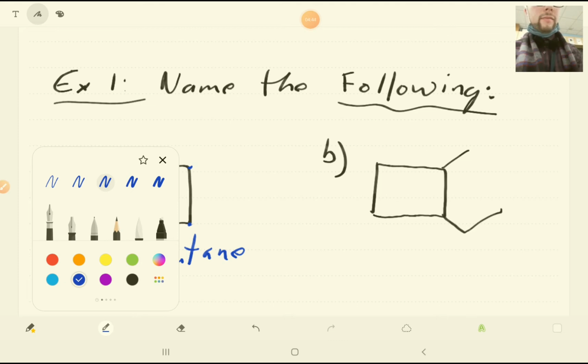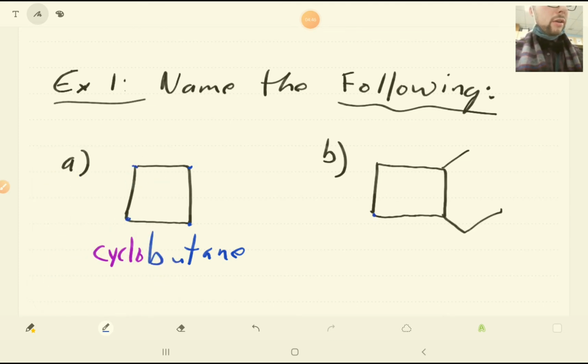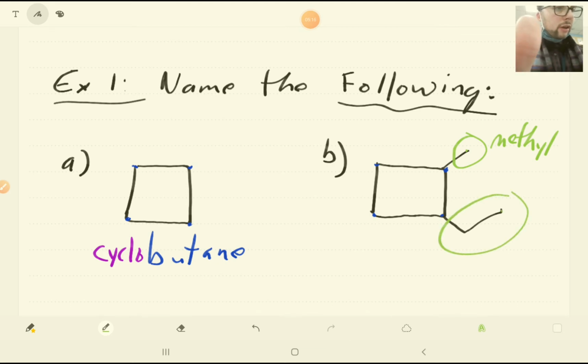Now for the second one, we have 1, 2, 3, and 4. And so this is definitely a butane, and it's a cyclobutane as well because it forms a closed shape, but it also has a branch here and a branch here. The first branch, because it has one carbon, one vertice, is going to be a methyl. And this one over here has two vertices, so this would be an ethyl.